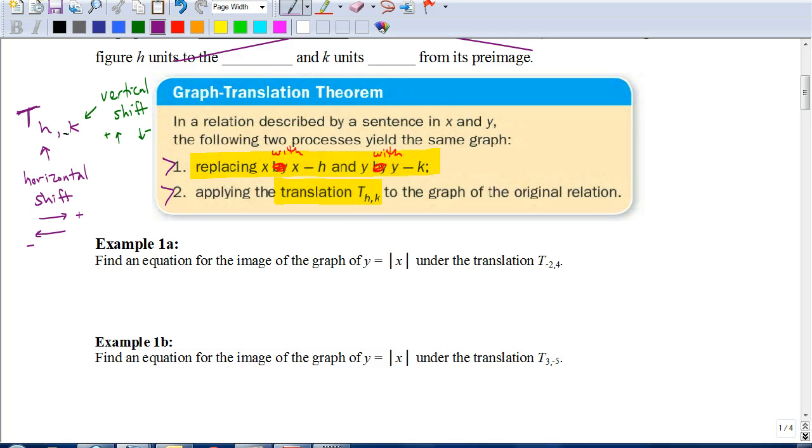The second number represents your k, the vertical shift, how the graph is being shifted up or down. If it's shifted up, it's going to be positive. If it's shifted down, it's going to be negative. Now let's look at an example so you can understand what I'm talking about here.